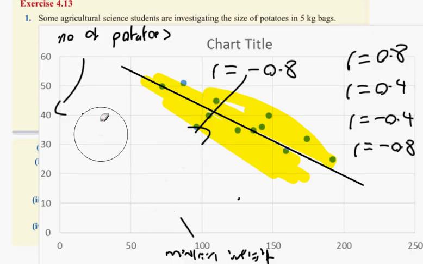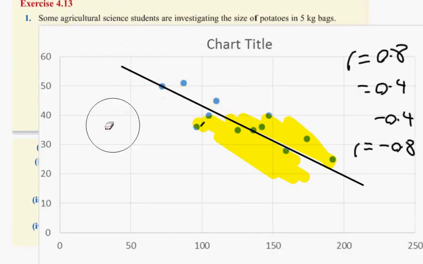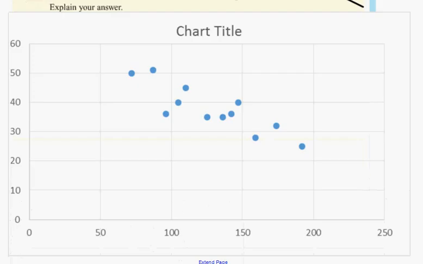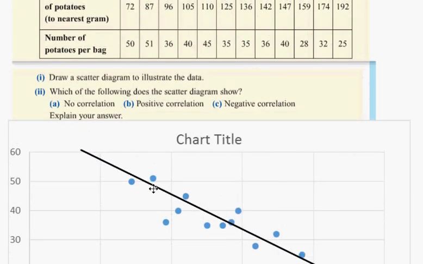Now what other questions do we have here? Once this is done, I'll just drag this down here. And drag this down here. Now what else do I have to do? Draw the scatter diagram. Done. Which one of the following does the scatter diagram show? It shows a negative correlation. Explain your answer. Well, it's a negative slope. And you can see that the number of potatoes in a bag usually results in a smaller mean. Would you agree with that?